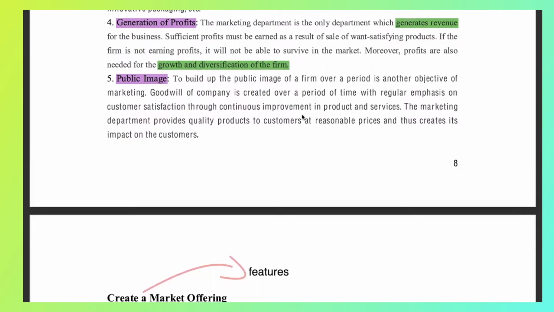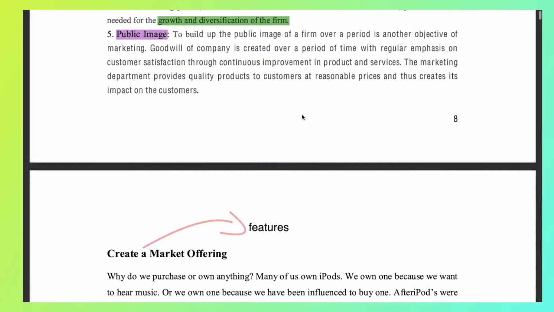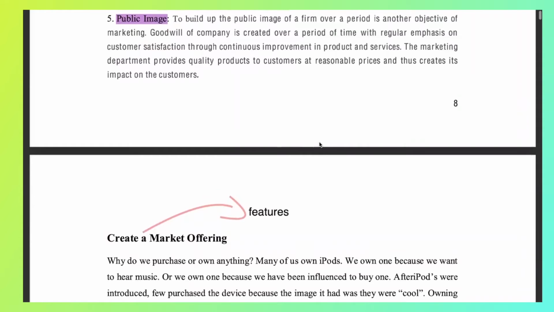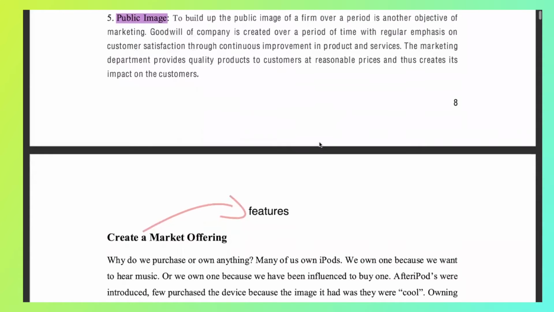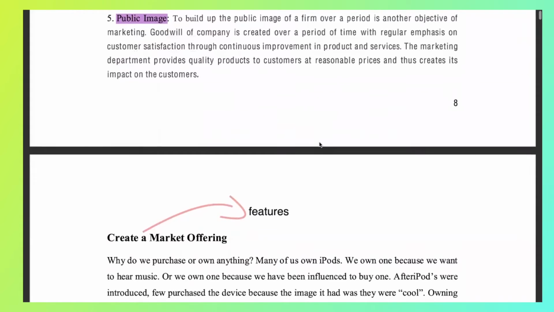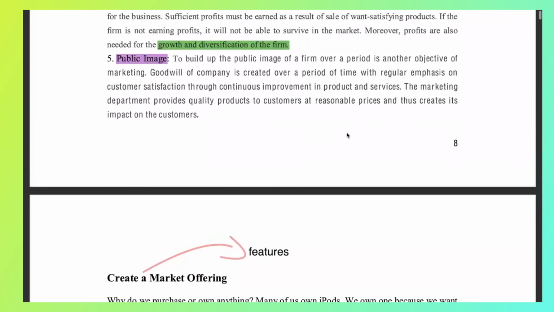Moreover, profits are also needed for growth and diversification of the firm. Then we have public image. To build up the public image of a firm over a period is another objective of marketing. Goodwill of companies is created over a period of time with regular emphasis on customer satisfaction. Through continuous improvement in products and services, the marketing department provides quality products to customers at reasonable prices and thus creates its impact on the customers.